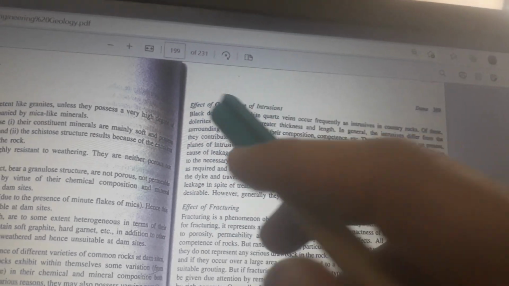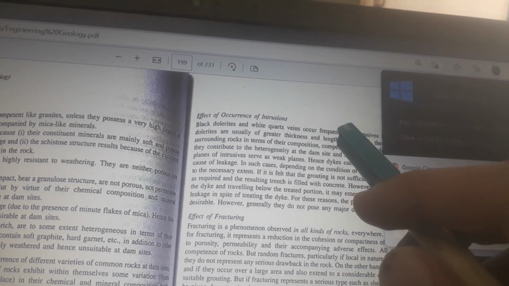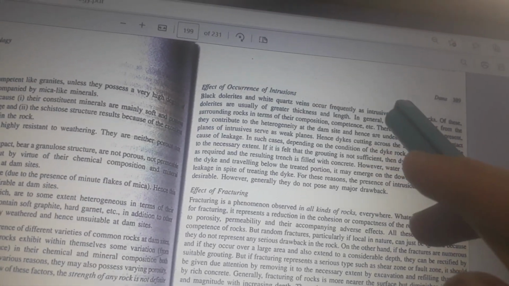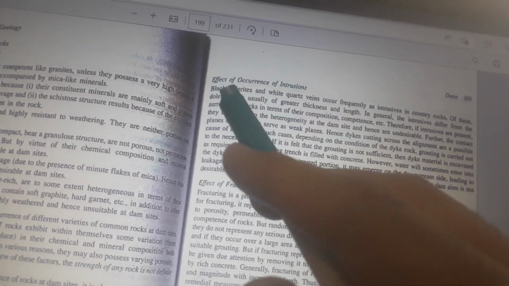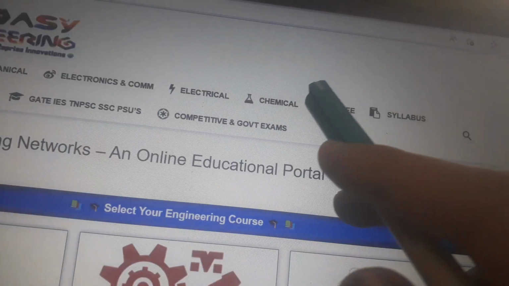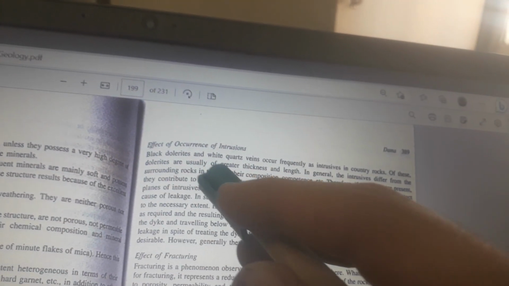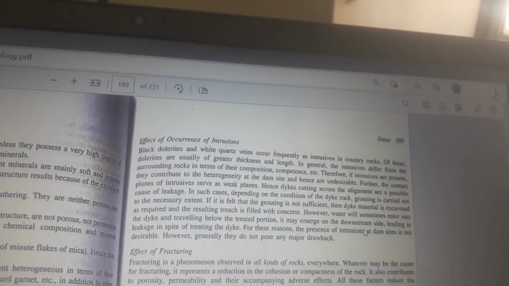Effect of occurrence of intrusions. Black diorites and white quartz veins occur frequently as intrusives in country rocks. Of these, diorites are usually of greater thickness and length.